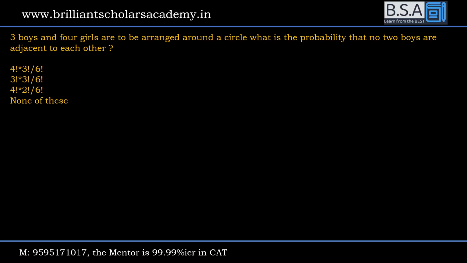Try. 3 boys and 4 girls are to be arranged around a circle. What is the probability that no 2 boys are adjacent to each other? How many girls have to be seated? 4 girls. How many boys have to be seated? 3. What is the probability that no 2 of them are together? No 2 boys are together. I told you the same thing, probability takes a lot of concepts from permutations and combinations.